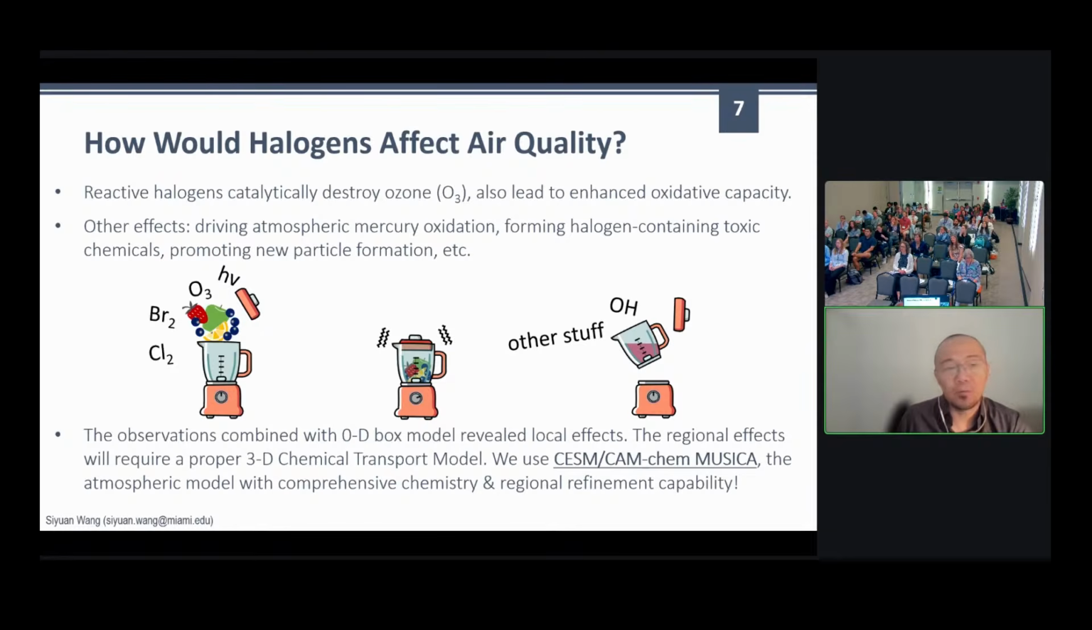And one very important thing I would like to mention is that the observations combined with a zero-dimensional box model in the study can definitely reveal very interesting local effects. However, the regional effects require a proper 3D chemical transport model, and for that purpose we're using the CESM CAM-Chem, the MUSICA configuration, which is the atmosphere model with comprehensive chemistry and regional refinement capability.